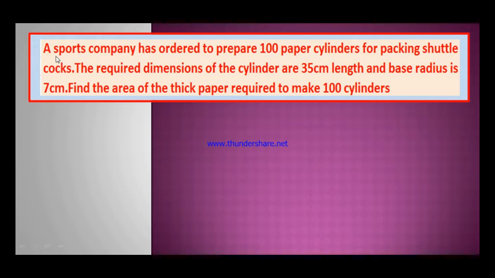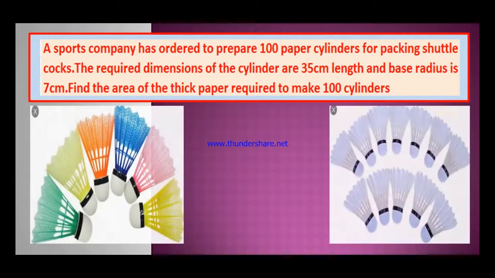I shall repeat. A sports company has ordered to prepare 100 paper cylinders for packing shuttlecocks. The required dimensions of the cylinder are 35 cm length and base radius 7 cm. Find the area of the thick paper required to make 100 cylinders.